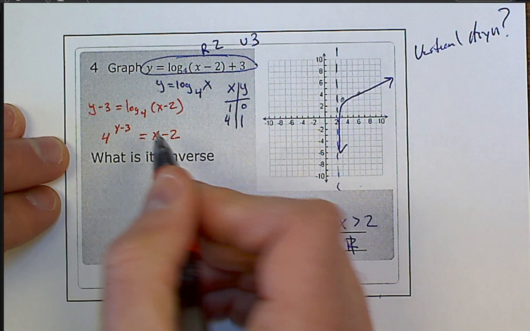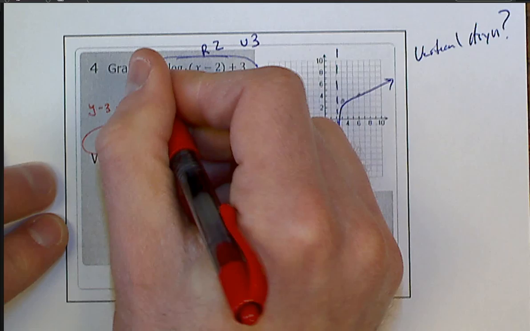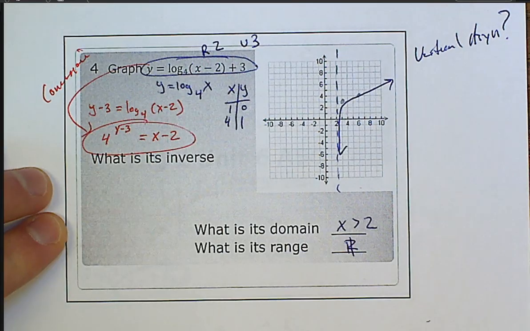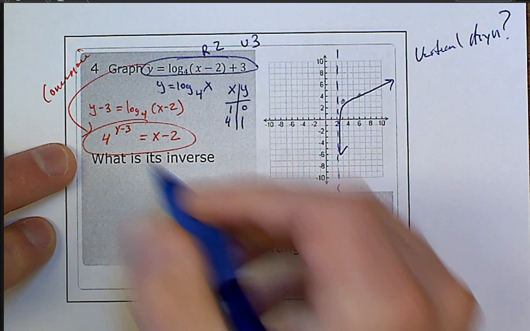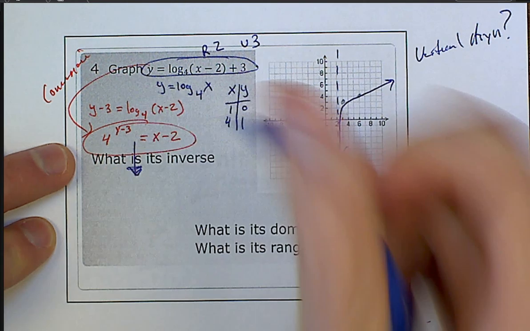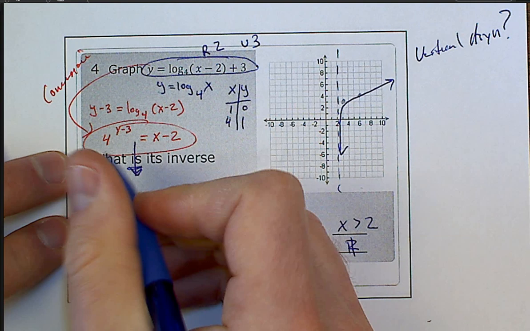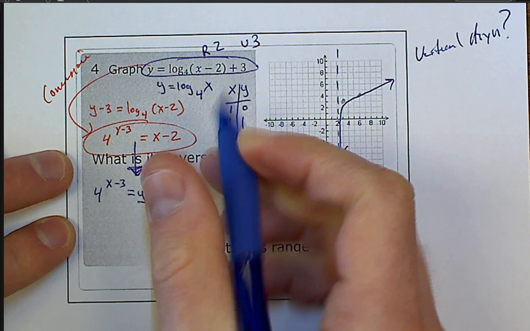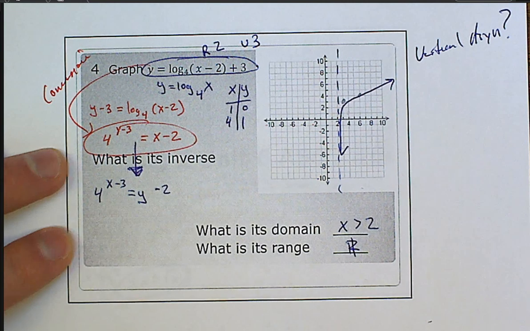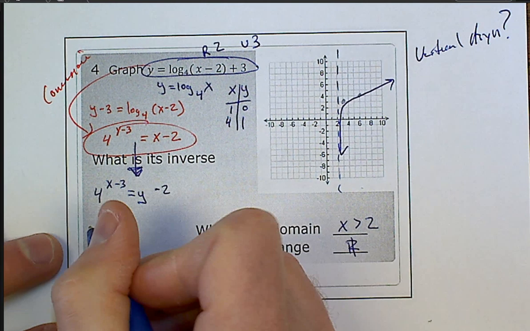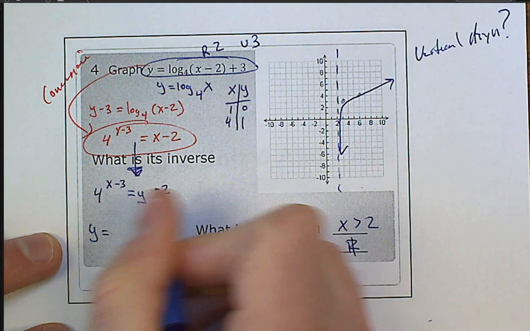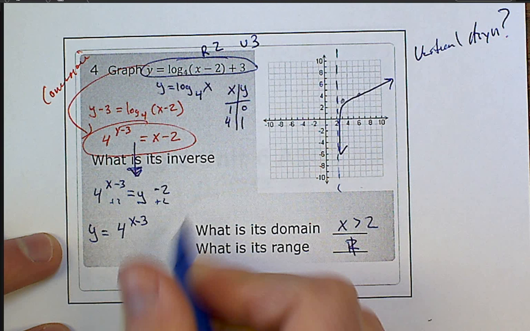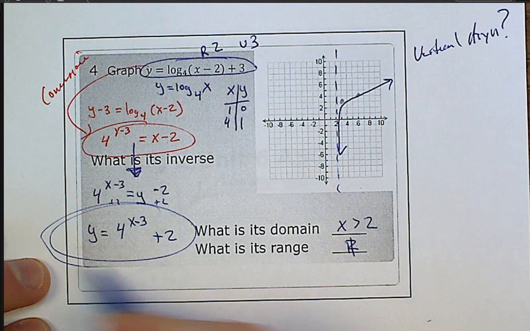This is not the inverse. This is the conversion to exponential form. Now we need to take this and write the inverse. So how do we do that? We switch x and y. 4 to the x minus 3 equals y minus 2. And I'll solve that for y. I would just add 2 to the other side. So I get y equals 4 to the x minus 3. That's the exponent. And then plus 2. And that would be your inverse right there.